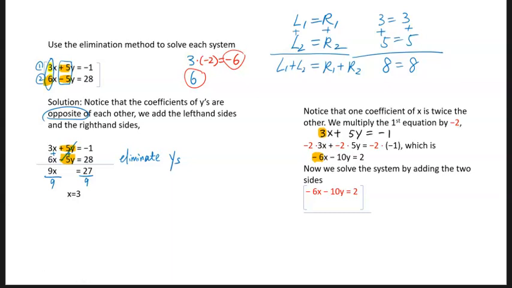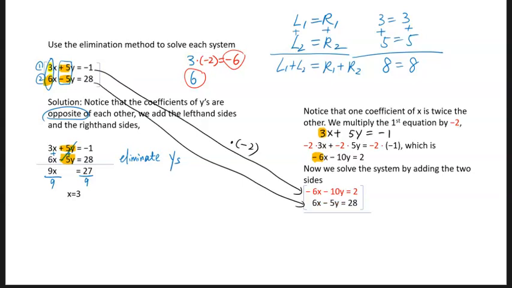So let's take the equation we just got, this red equation. I got it from the first equation by multiplying both sides by -2. And then we just copy down the second equation, doing nothing. But when we line them up, notice this time the numbers in front of x are opposite of each other. So I can go ahead and add them now.